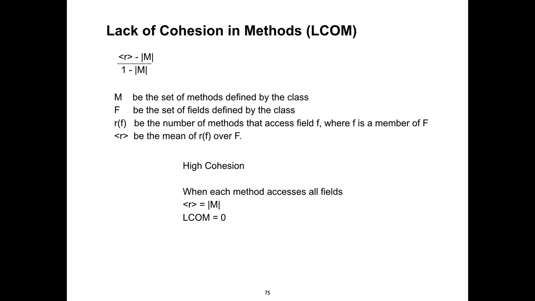So the question is, some methods access certain fields, right? What happens if all methods access all fields? Then this mean is going to be M, and so that will be 0, right?